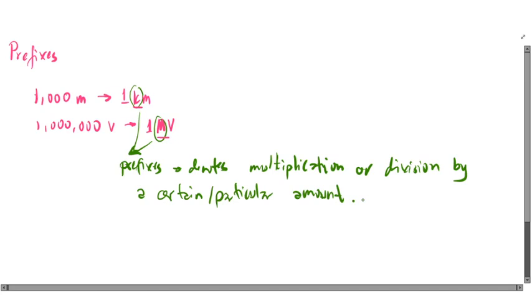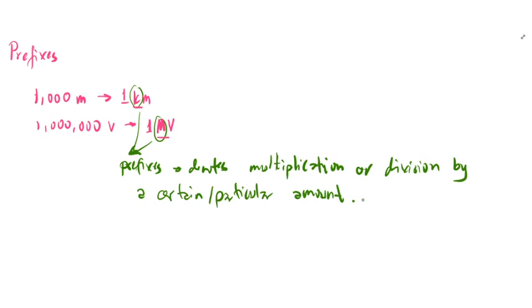It is called a prefix because it is put before a unit. Before, pre. If it is put after something, it is known as a suffix. In your English, you know what a prefix and a suffix are. But for this one we will be focusing on prefixes because they are put before a unit. So I will have here a table taken from our reference book.